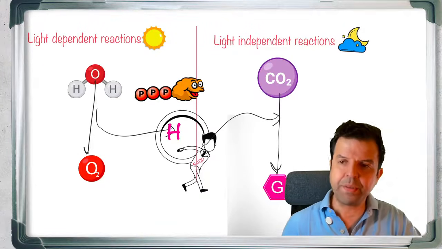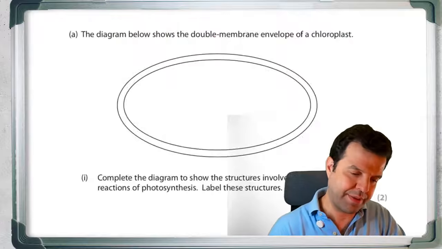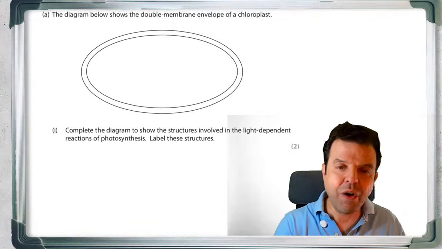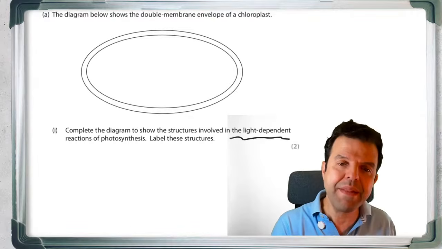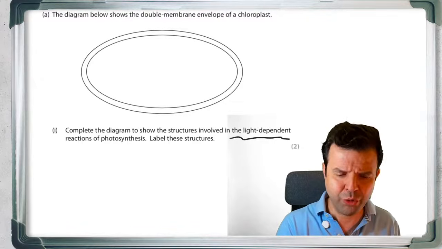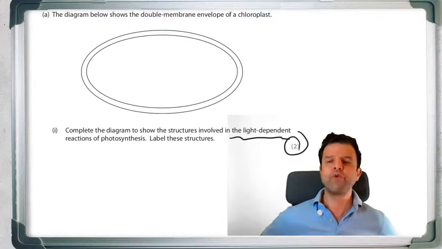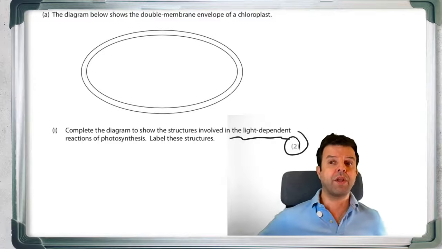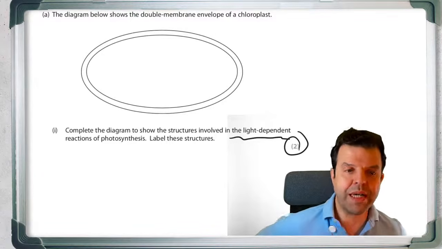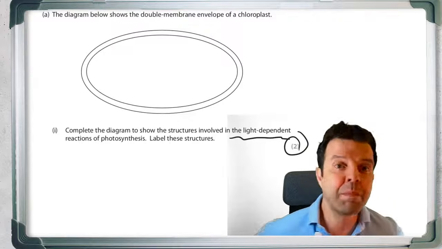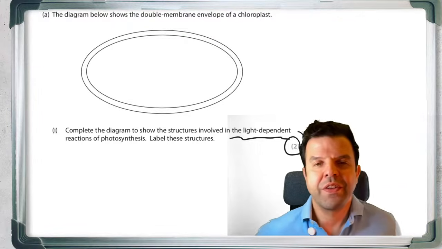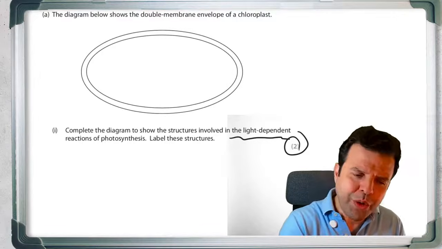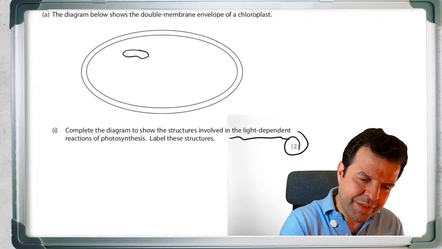So let's try something. Let's try this question. They said, complete the diagram to show structures involved in light-dependent reaction. 2 marks. What am I supposed to draw here? Think about it. Again, they said, draw me whatever is involved in the light-dependent. So I really need to draw these guys, right?